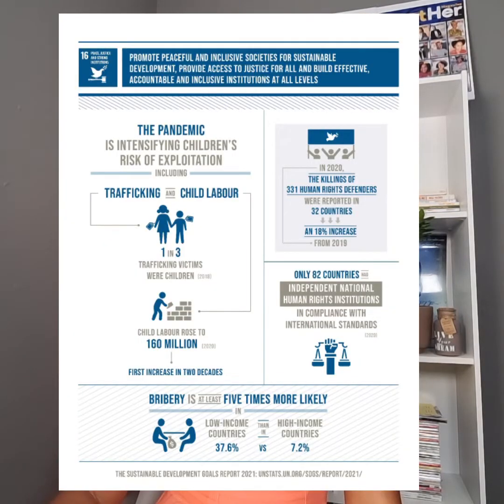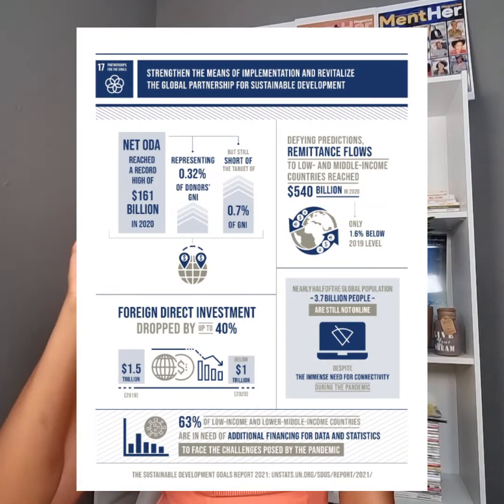And then goal 16 is peace, justice, and strong institutions. And that looks specifically at promoting peaceful and inclusive societies for sustainable development, providing access to justice for all, and building effective, accountable, and inclusive institutions at all levels. And the final goal is 17, which is partnerships for the goals. And literally everyone can be a partner for the goals. We as Mentor are a partner for the goals. And this is to strengthen the means of implementation and revitalize the global partnership for sustainable development.